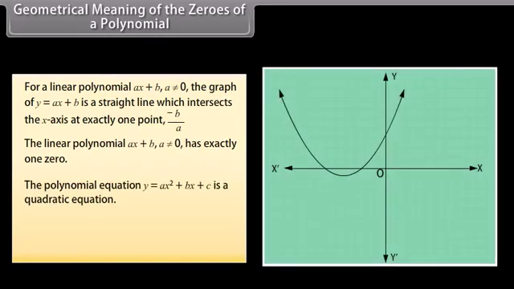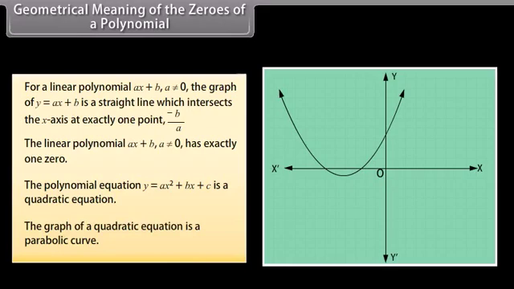The polynomial equation y = ax square + bx + c is a quadratic equation. The graph of a quadratic equation is a parabolic curve.